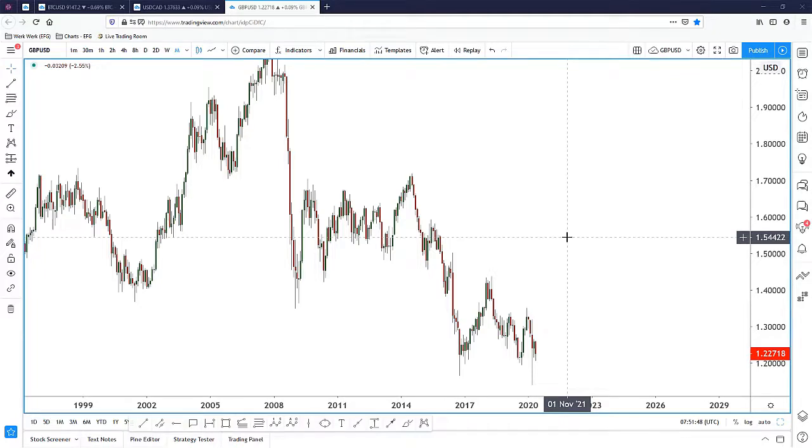And for today's trade of the day, I would like to look at the pound dollar. It's got a very interesting configuration on the 4 hours, but let's start off with the monthly first.